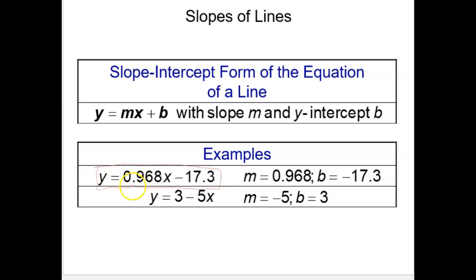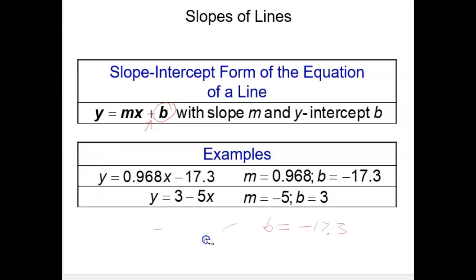y equals 0.968x minus 17.3. Right away, if I look at that equation that I've circled in red, I know the slope is 0.968, the number in front of the x. And the y-intercept, which we label with a b, is negative 17.3, because subtracting 17.3 is like adding a negative. So you see in this form, this is a plus. So if you have a subtraction, what you really have is a negative y-intercept. So let me erase that, and we'll go on to the next one.